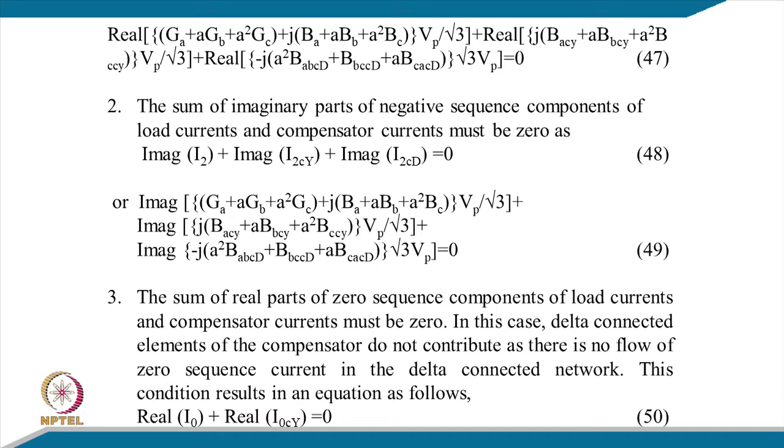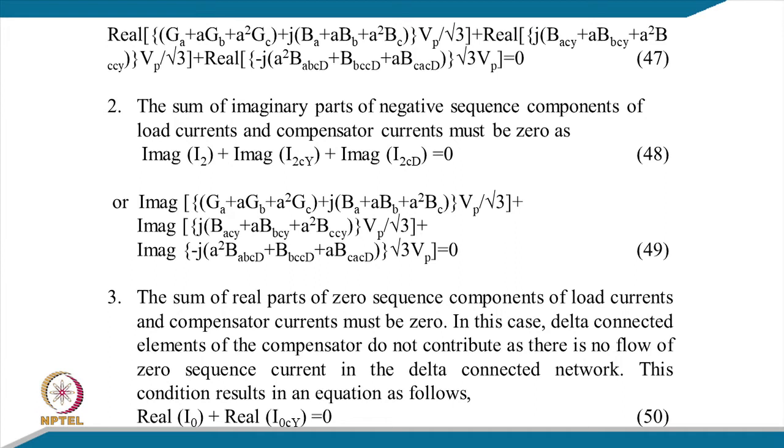Similarly, the second condition is that the sum of the imaginary parts of the negative sequence current of load current and compensator currents must be 0. So, similarly, we can have the imaginary part of I2 of load current plus the imaginary part of the star connected compensator I2CY plus the imaginary component of the delta connected compensator I2CD equal to 0. Again we can put the values of I2, I2CY and I2CD into it, and then the imaginary part of it can be made equal to 0.